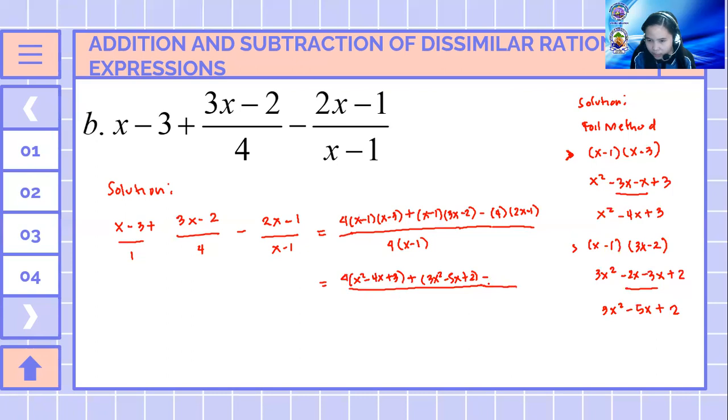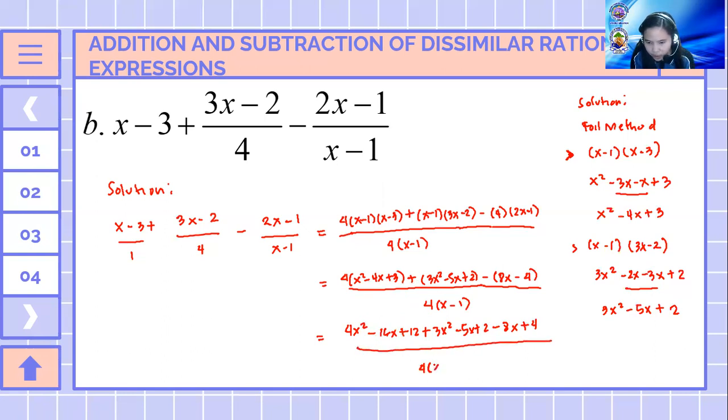And then, for the last term, we will use the distribution property. So we have 8x minus 4, and then we have 4x minus 1. Okay. And then we will use again the distribution. This one, we have 4x squared minus 16x plus 12. 4 times x squared, 4x squared. 4 times negative 4x, negative 16x. 4 times 3, we have 12. And then here, since it is positive, we can have 3x squared minus 5x plus 2. Then this one, you have to distribute the negative sign. So we have negative 8x plus 4 over 4 times x minus 1.